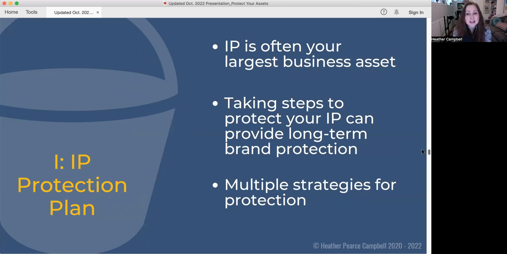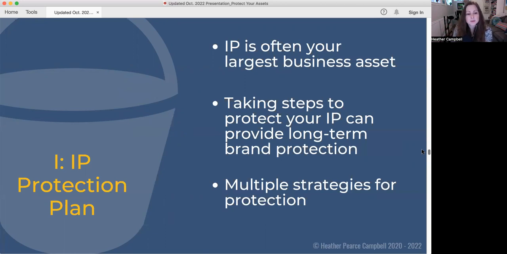It is often the largest business asset that you have, right? Particularly for the types of businesses that I support. So the earlier in your journey that you can take steps to protect your IP, understand your IP, understand what it is, you will build in long-term brand protection for you, especially compared to a competitor that doesn't prioritize their IP, doesn't treat it skillfully or handle it the right way.